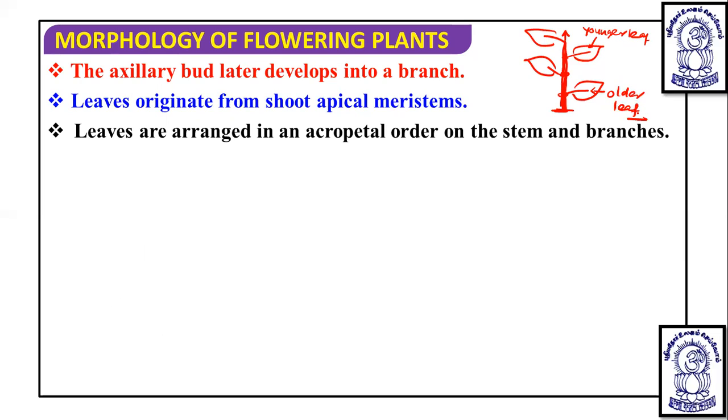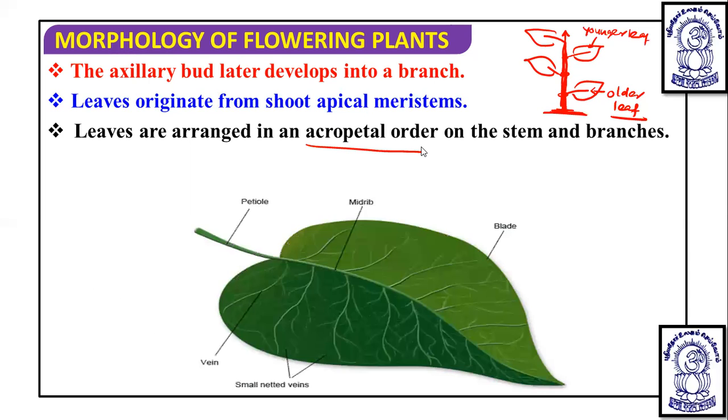When in the arrangement of leaves, younger leaves are towards the apex and older leaves are towards the base, because this is the base, then it is known as acropetal. Acropetal means apex. When the younger leaves are present towards the apex of the stem or branches, then it is known as acropetal order or arrangement of leaves.